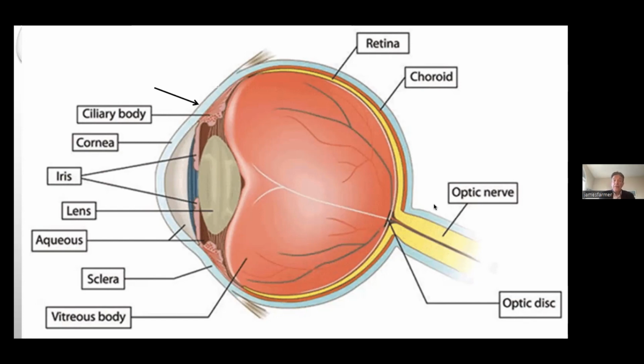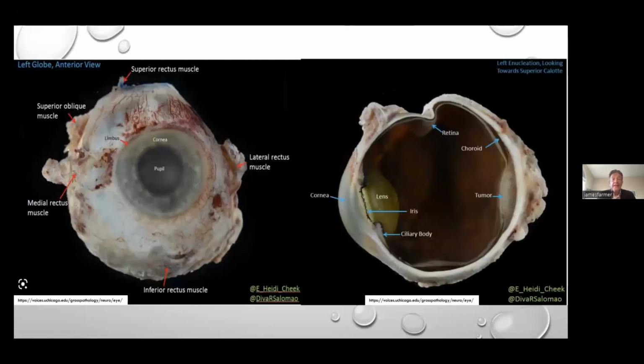And then, of course, we have the optic disc, which is the surface of the optic nerve seen in the eye. And then we have the optic nerve itself. So this is the basic structure of the globe. What we see on enucleations is this actual structure. So this is the cornea, as we talked about.